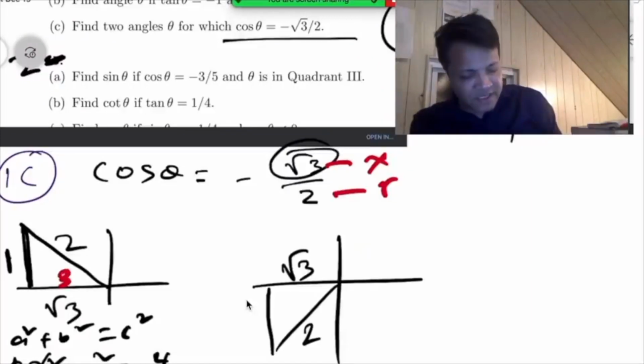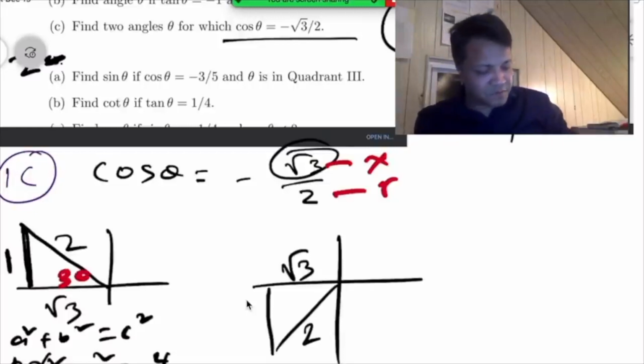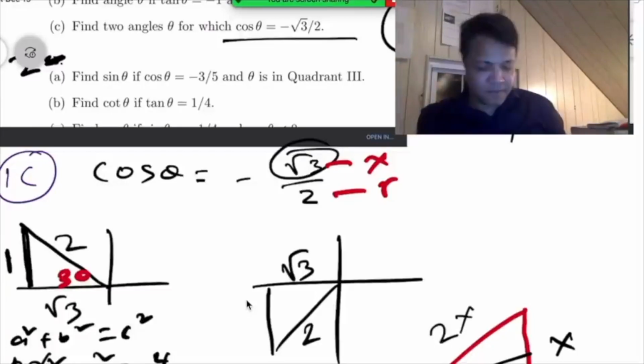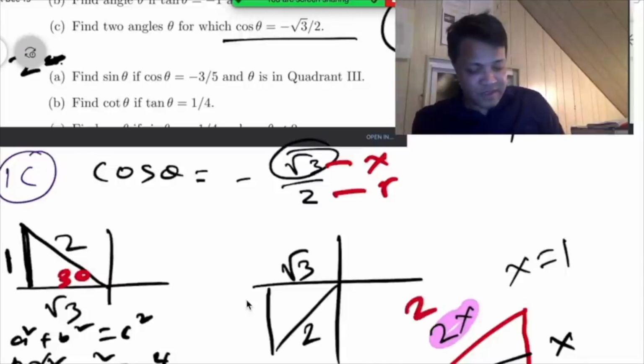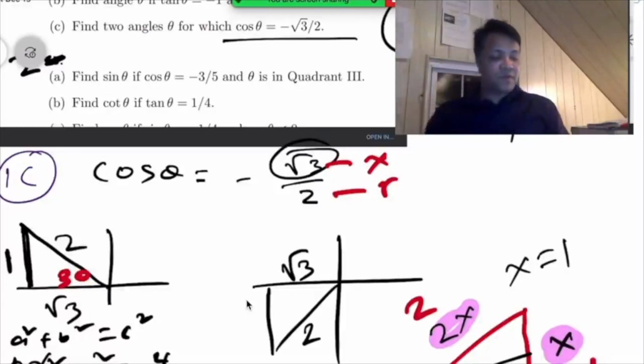So how do you know this is 30 degrees? Again, let's go to the 30, 60, 90 triangle. So this is 30 degrees. If this is 30 degrees, then this one must be x, and this one must be 90. So this is 2x, and this is x root 3. Now if you let x be 1, then this becomes 2, this becomes root 3, and this becomes just 1.